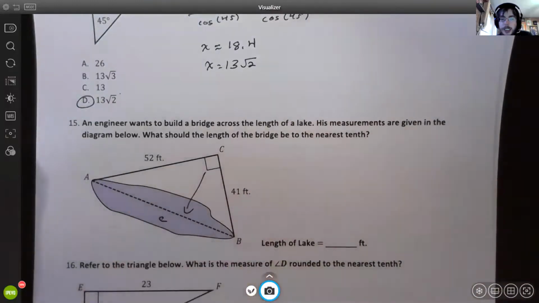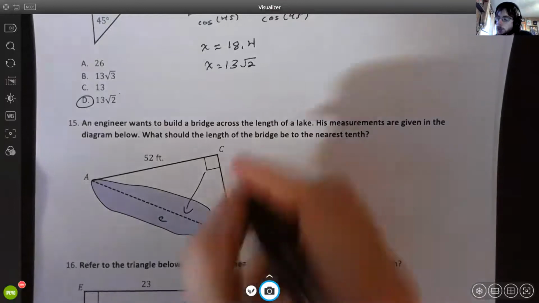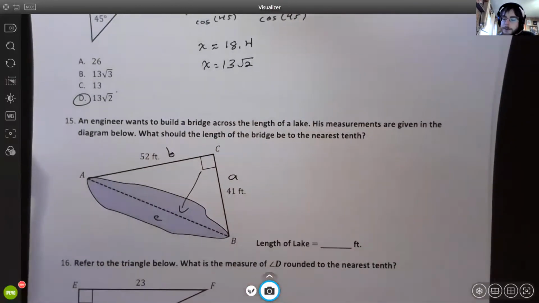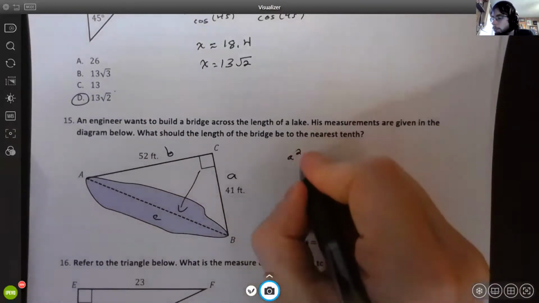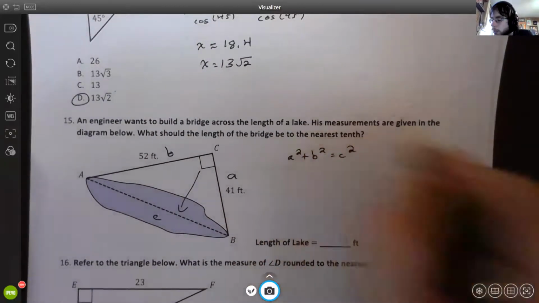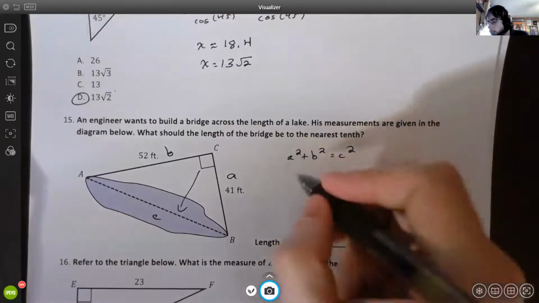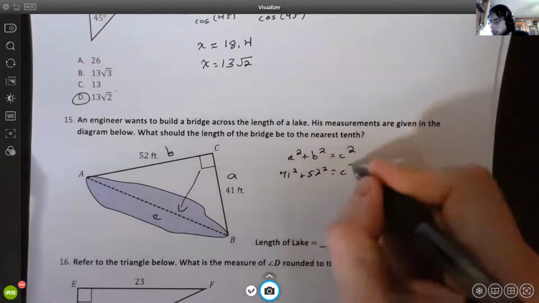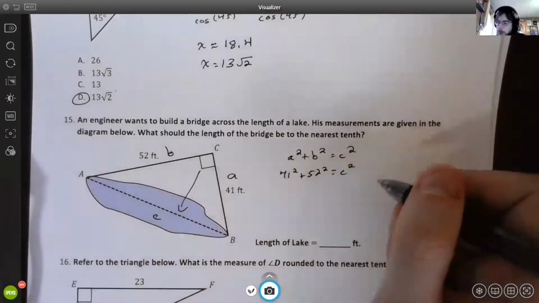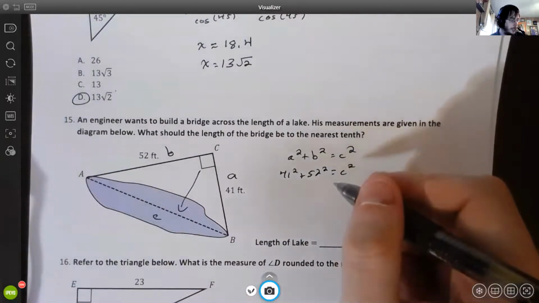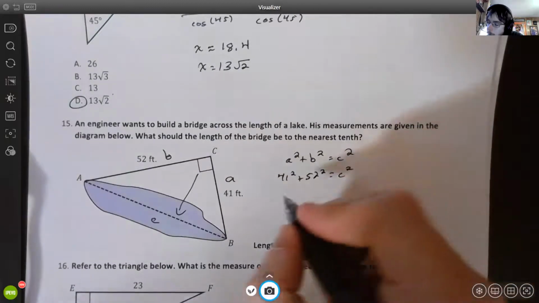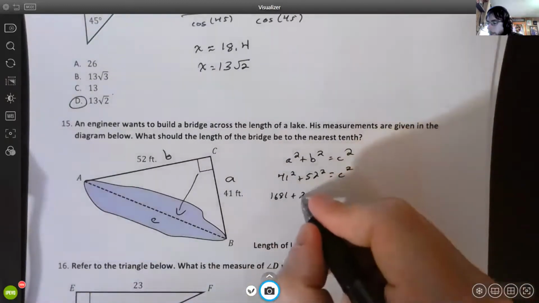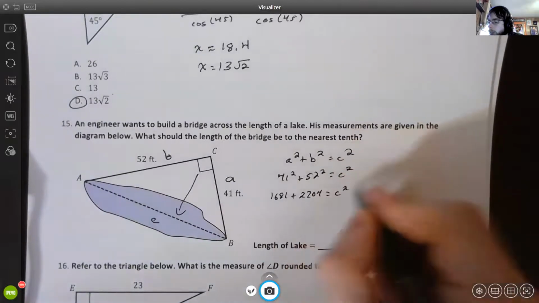So we're going to label it with a C. A is our short leg, which is 41. That leaves 52 to be B. So A squared plus B squared is equal to C squared. Plugging those in, we get 41 squared plus 52 squared is equal to C squared. 41 squared is equal to 1,681. 52 squared is 2,704, equals C squared.